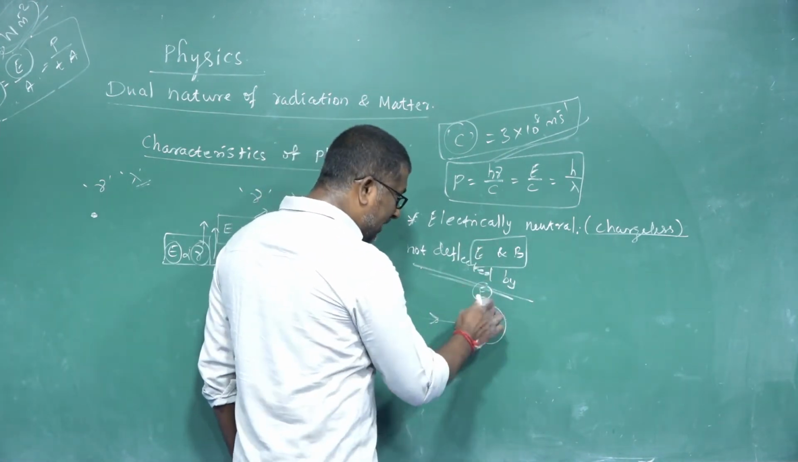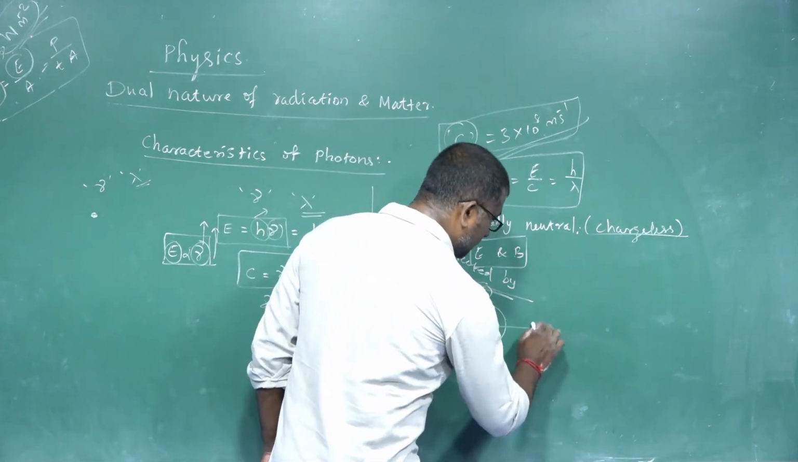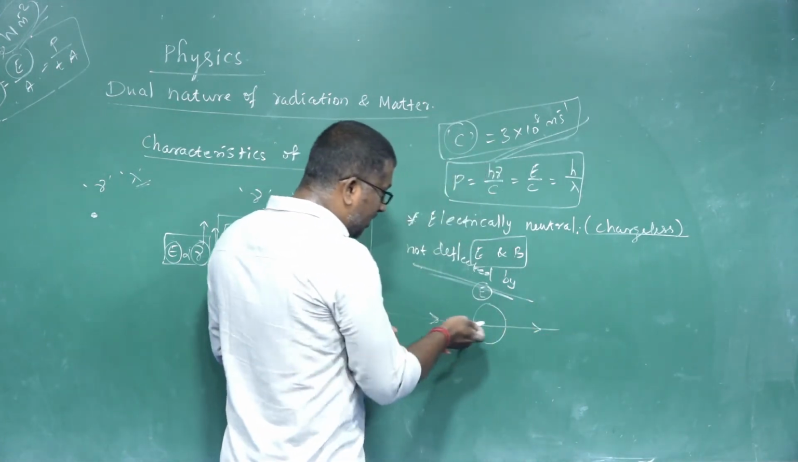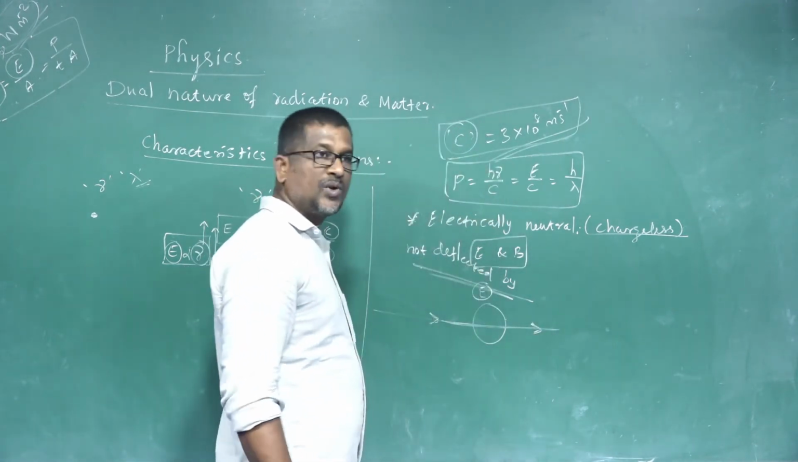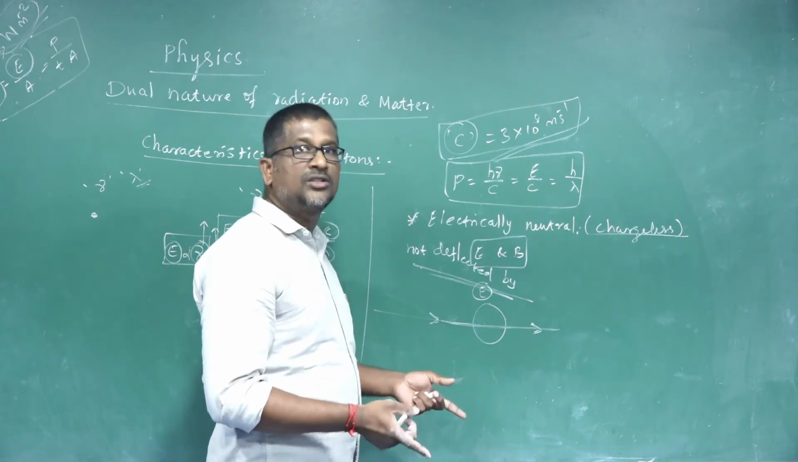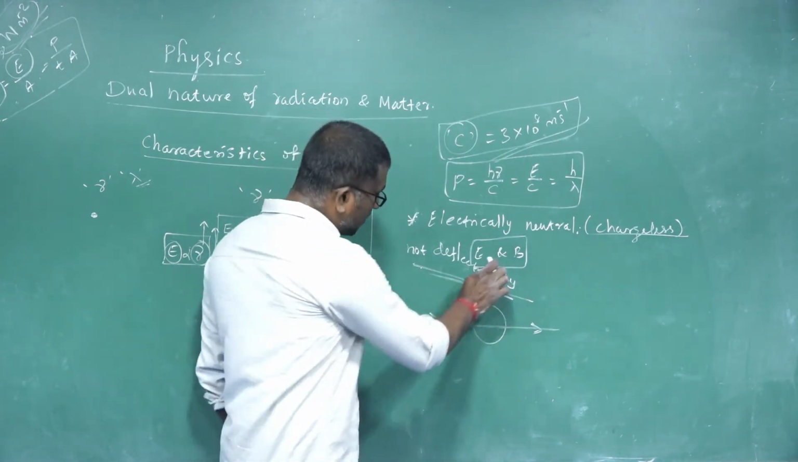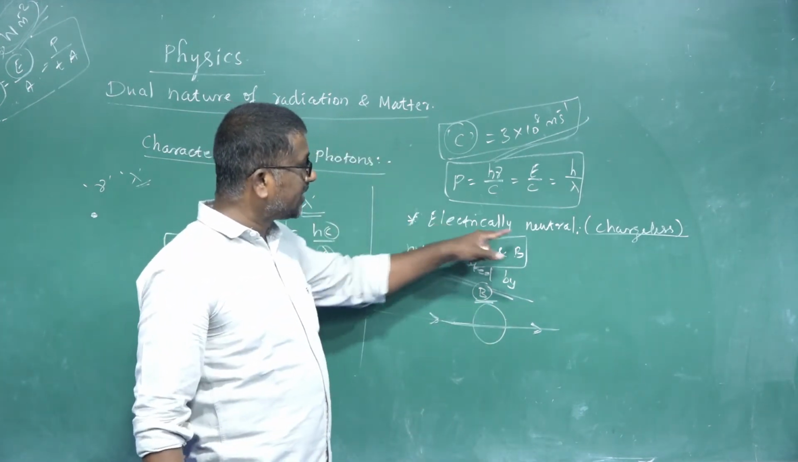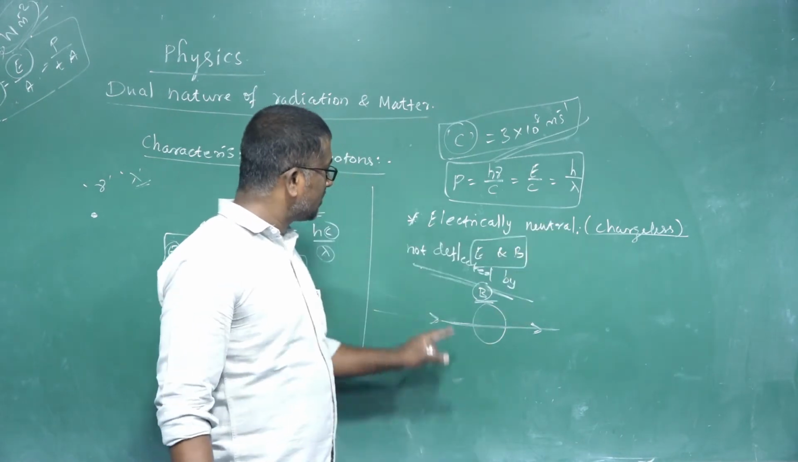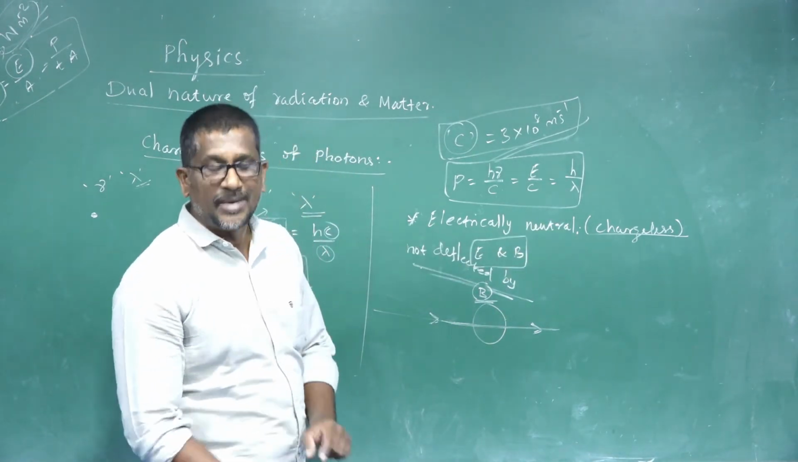So even though the electric field exists in this region, the photon never deviates from its original path. It always goes along a straight line path, because the photon is chargeless. So it cannot be deflected by an electric field or a magnetic field. The photons are electrically neutral, that is chargeless, so they are not deflected by electric field and magnetic field.